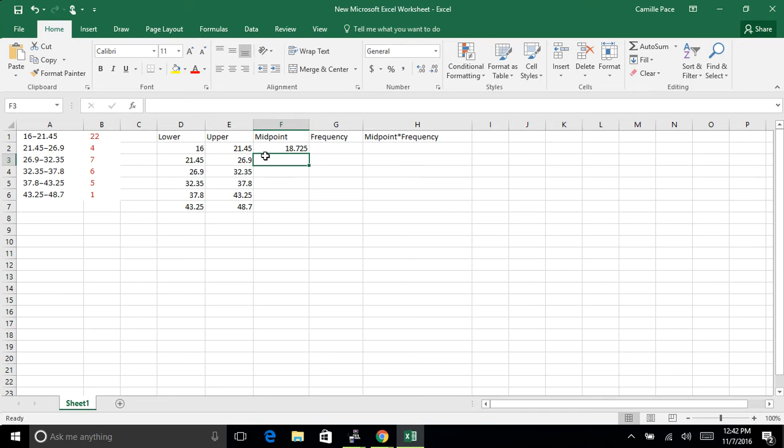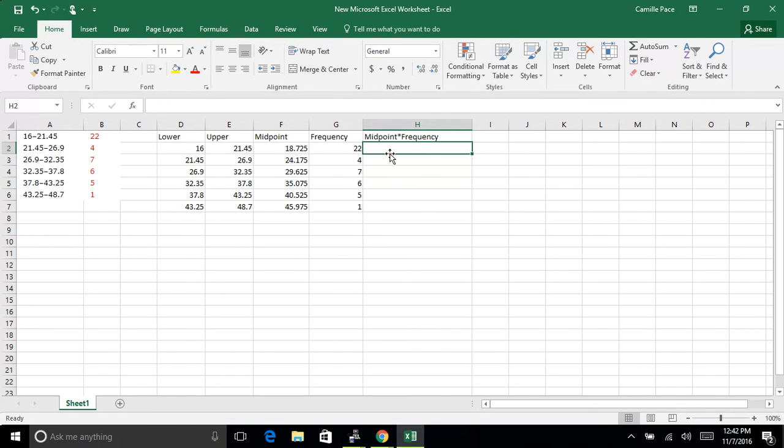So here, I'm just going to do the exact same thing. I'm going to do equals, parenthesis, 21.45 plus 26.9, close parenthesis, divide by 2, and that's what I get. For time's sake, I'm going to copy and paste, Control C and then Control V, and it copies all my formulas, okay? If you didn't understand that, pause the video and do them by hand until you understand it. My frequencies are these values in red over here: 22, 4, 7, 6, 5, and 1, okay?